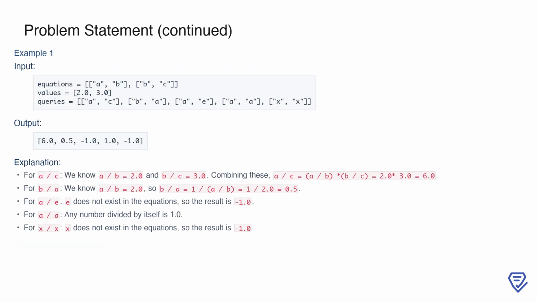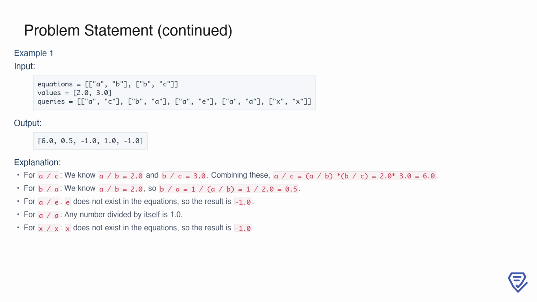Now, let's consider an example to better understand the problem. Suppose we have the equations [a, b], [b, c] with values 2.0, 3.0. This means a/b equals 2.0 and b/c equals 3.0. The queries are [a, c], [b, a], [a, e], [a, a], [x, x]. For the first query, a/c, we can combine the given equations, a/b equals 2.0 and b/c equals 3.0, resulting in a/c is equal to 2.0 times 3.0 equals 6.0.